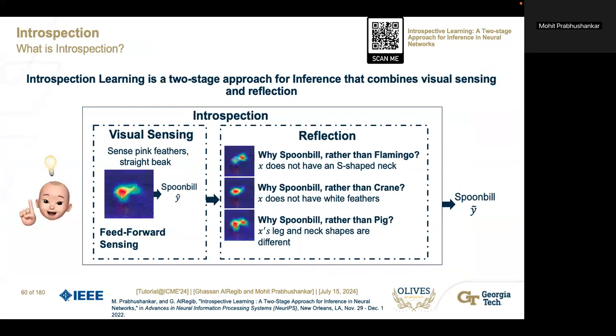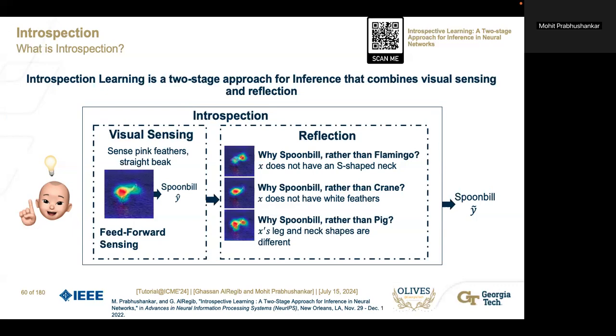And from psychology studies, decision making is not a feed forward one step process. There is a sensing aspect to it, of course. We sense visually what is happening, and then we reflect within ourselves. We see a particular image and we get a certain output in our mind. We think, oh, this is a spoonbill. And then we start second guessing ourselves.